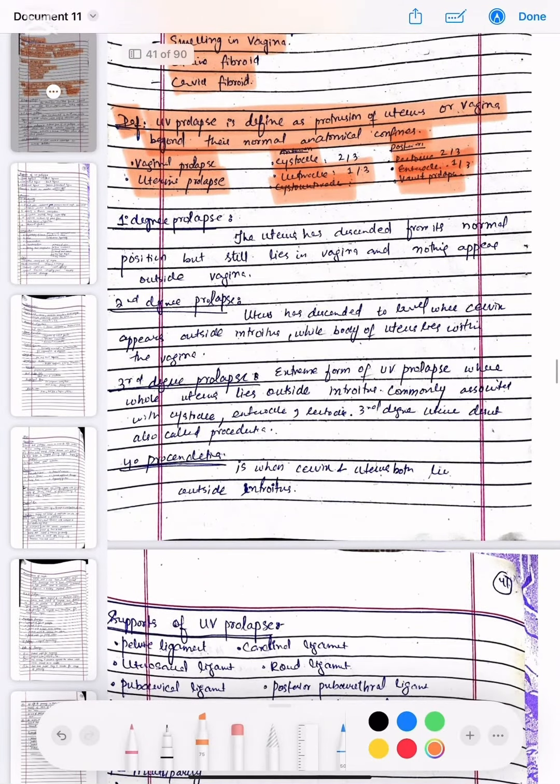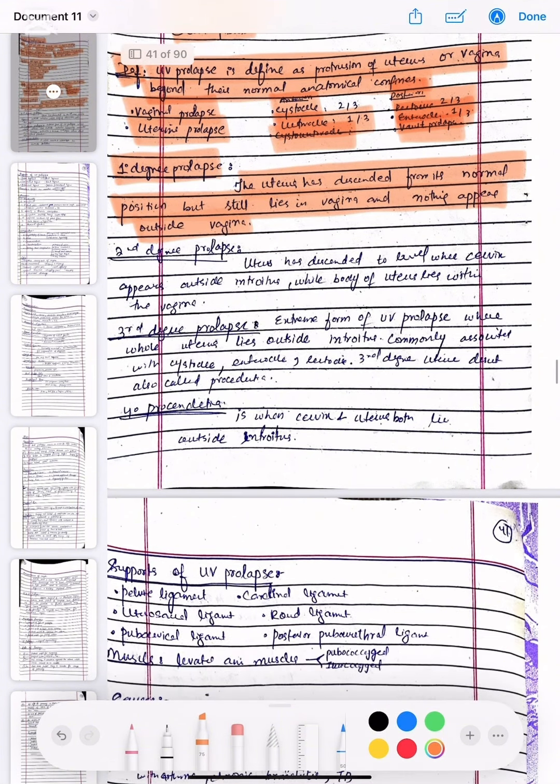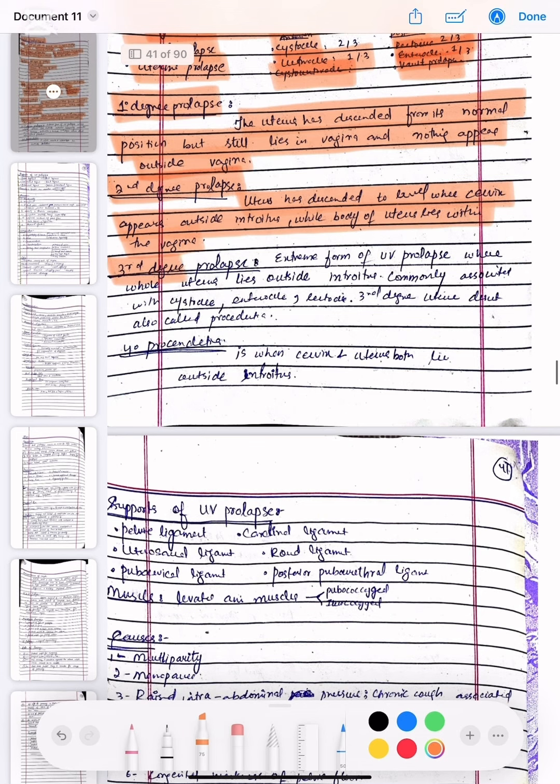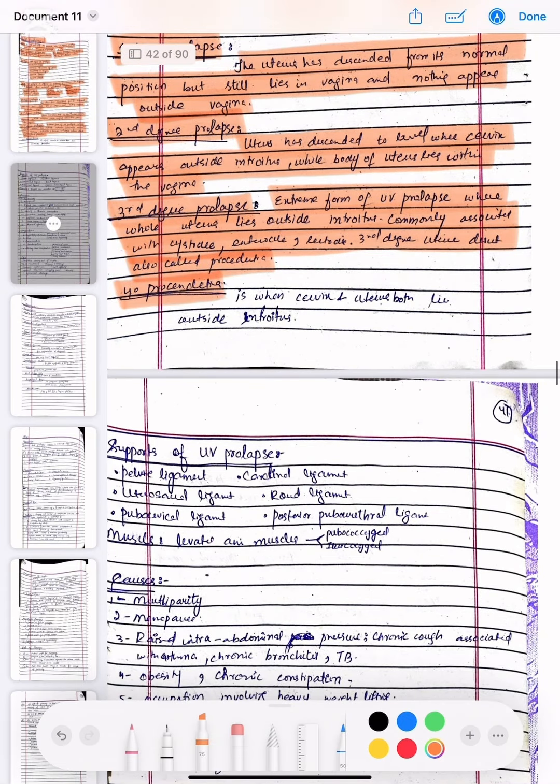The 1st degree prolapse is the uterus has descended from its normal position but still lies in vagina and nothing appears outside the vagina. And the 2nd degree prolapse is that uterus has descended to a level where cervix appears outside the introitus while body of the uterus lies within the vagina. Then we have 3rd degree prolapse, which is the extreme form of UV prolapse where the whole uterus lies outside the introitus, commonly associated with cystocele, enterocele, and rectocele. The 3rd degree uterine descent is also called procedentia. Then we have 4th degree procedentia when cervix and uterus both lie outside the introitus.